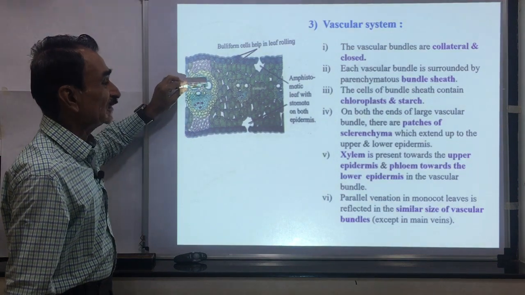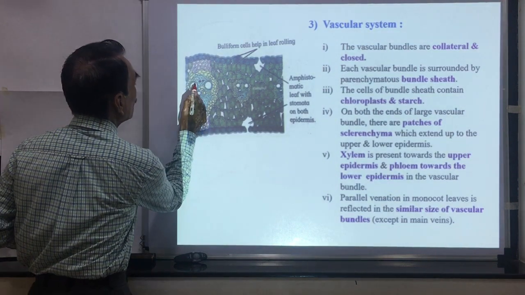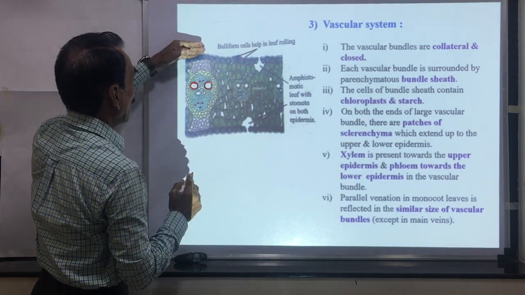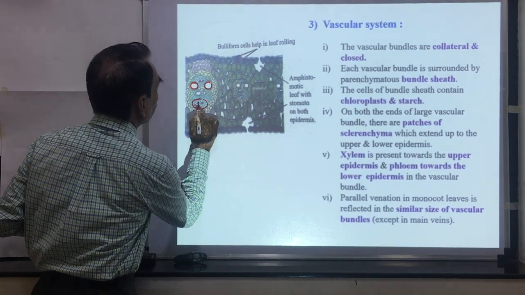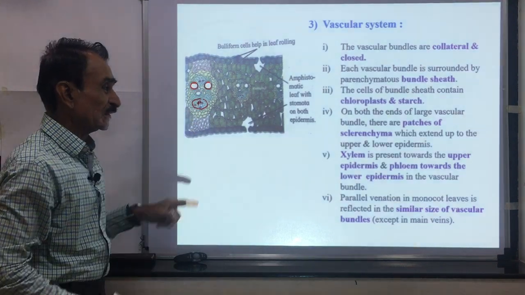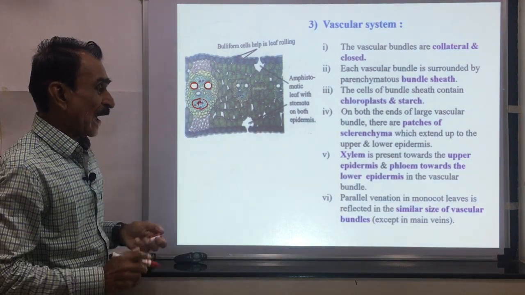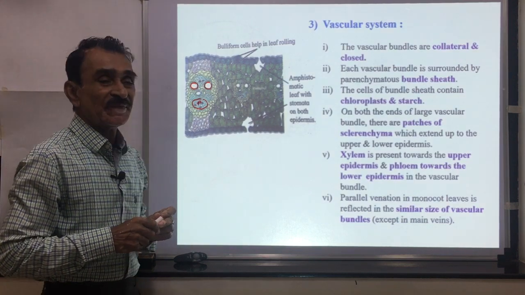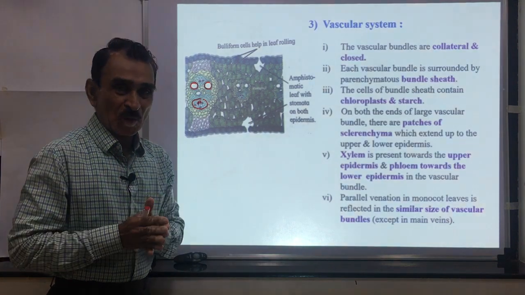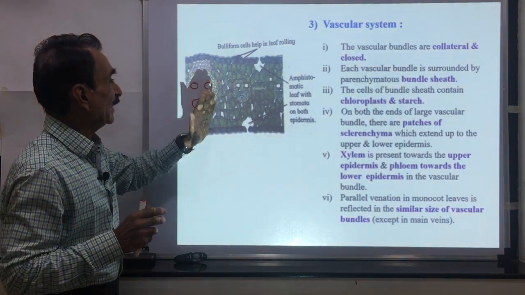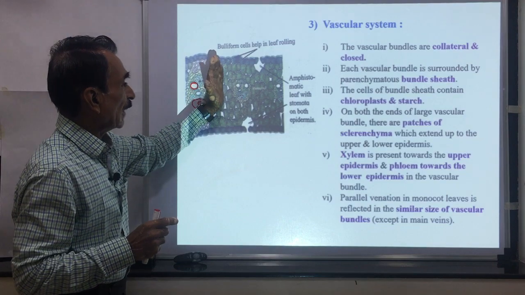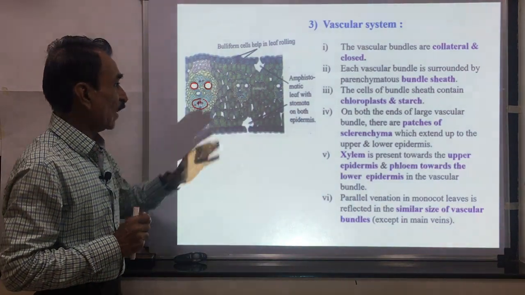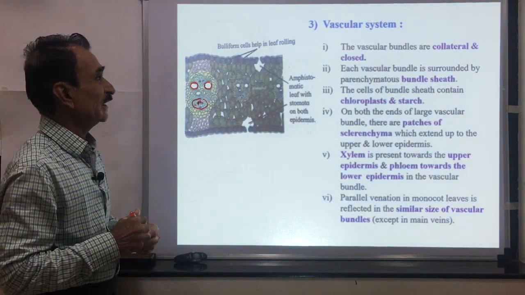Xylem is present toward the upper epidermis. You can see here, this is the xylem, present toward the upper epidermis, and this is the phloem, present toward the lower epidermis. Parallel venation in monocot leaves is reflected in similar size of vascular bundles. In case of monocot, there is a parallel venation, and generally, this is a middle part. On this side, all the vascular bundles are similar in size.